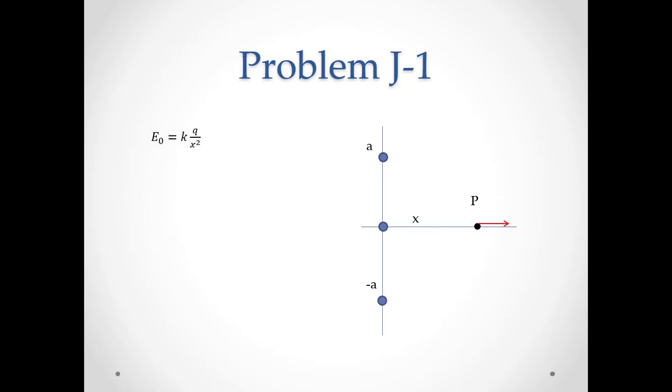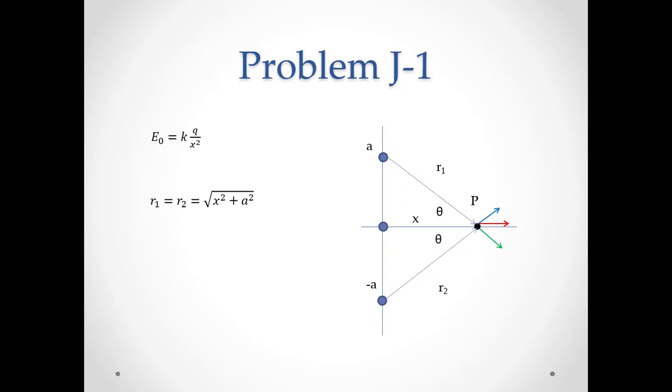So if we look at what the electric field looks like from the point charge that's at the origin, it just looks like this. I'm going to call this E0, kq over x squared. For the point charge that is at point A, well, it's an angle theta away from it. And for negative A, it's also the same angle theta. The only difference is one points down and to the left, and one points up and to the right.